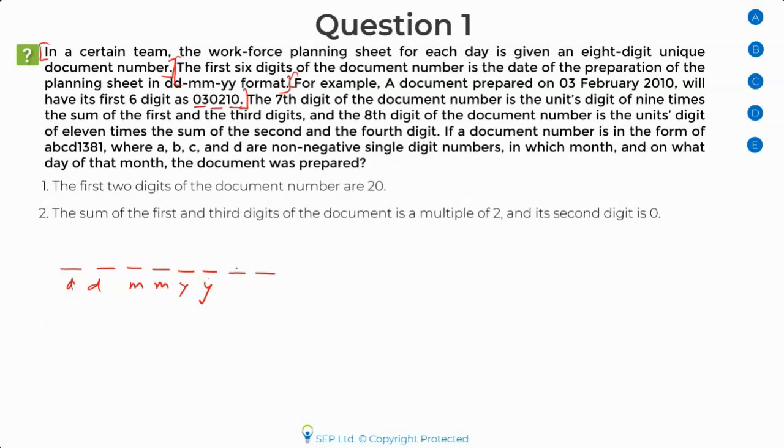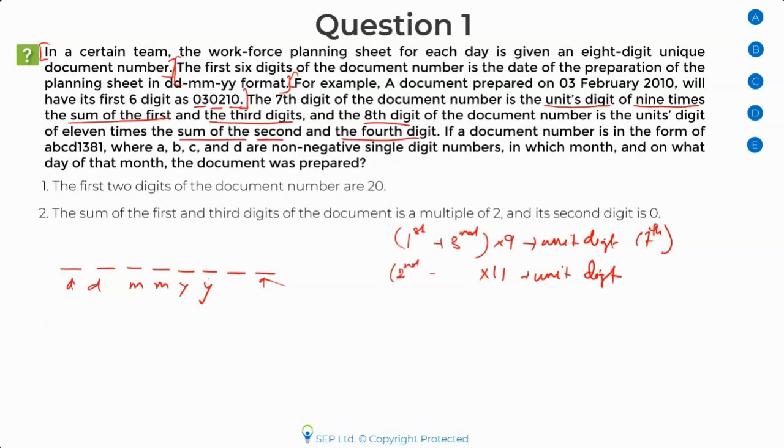The 7th digit of the document is the units digit of 9 times the sum of the first and the 3rd digit. So either you can take numbers, or simply write down somewhere: (first plus 3rd) times 9, units digit, is the 7th one. I'll write it down because I don't want to go back to the question again. And the 8th digit is the units digit, once again, of 11 times the sum of the 2nd and the 4th digit. I can see a symmetry also: they're talking about 1st, 3rd, 2nd, 4th, which is fine.